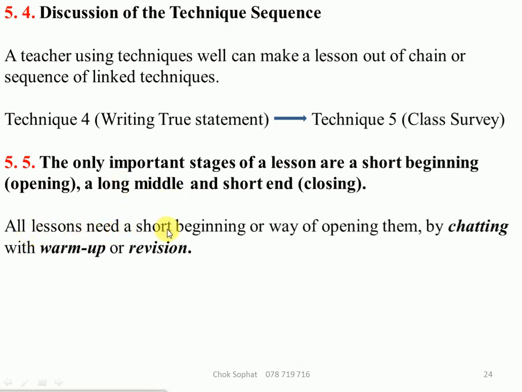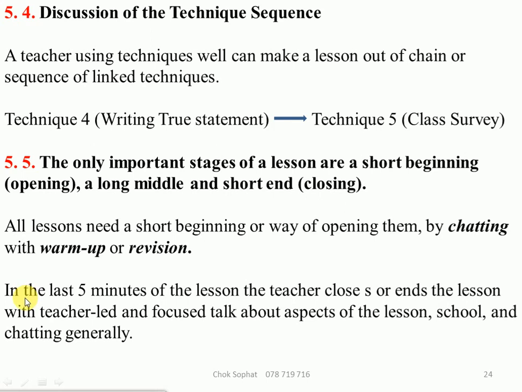All lessons need a short beginning, or a way of opening by chatting, with a warm up or revision. So this is how to open the lesson: chatting, warm up, sometimes we review the lesson. In the last 1 minute of the lesson, the teacher closes or ends the lesson with teacher-led focus talk about an aspect of the lesson, the school, and chatting in general. So at the end of the lesson, we can chat with students.